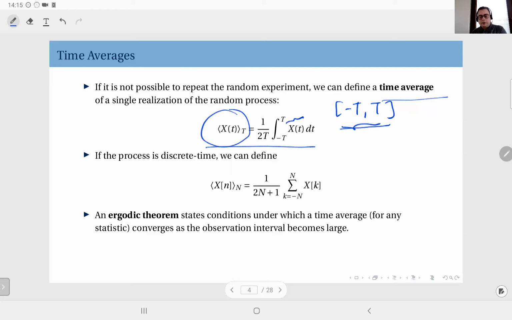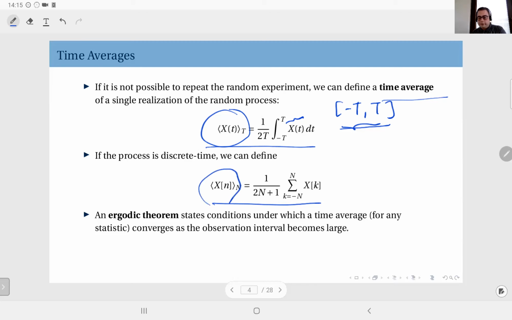Okay. Similarly, if your process is discrete time, of course, you can define this. You're observing your random process for the rounds from -n up to +n. That gives you 2n+1 because you also have the 0 observation. 2n+1 observations. So you take the average of these, and then what you get is the time average of this discrete time process.